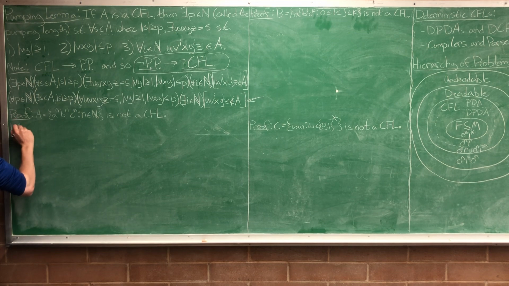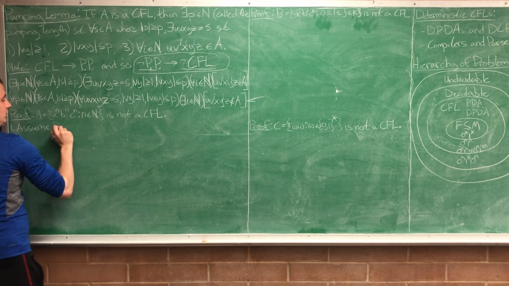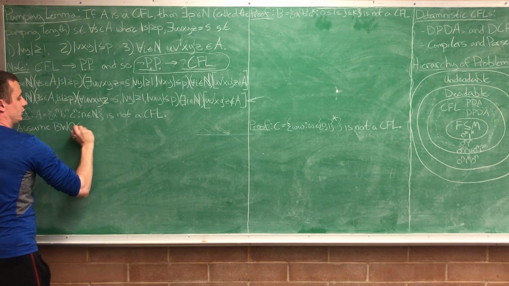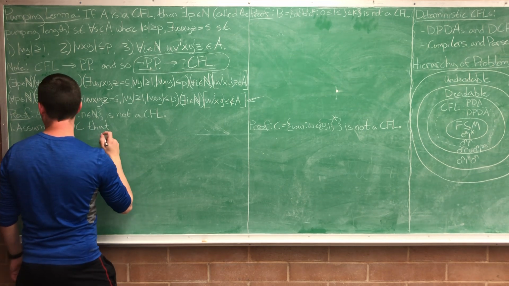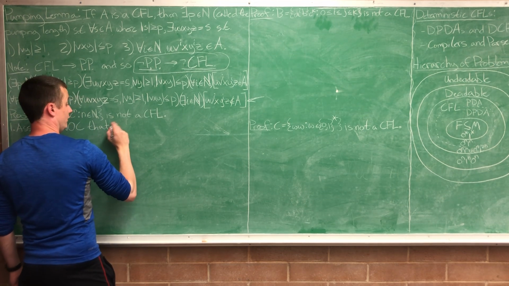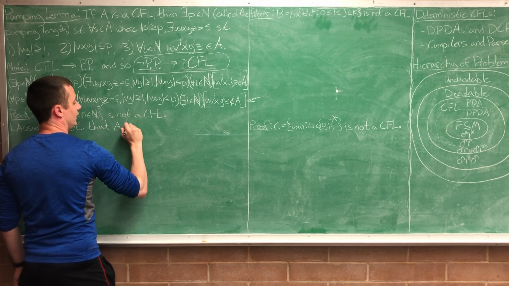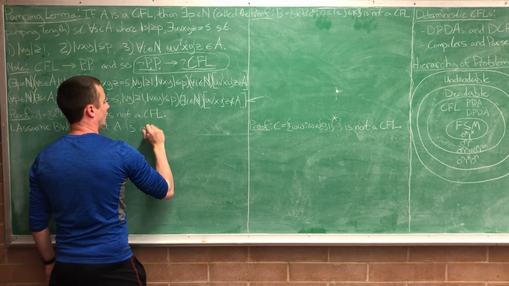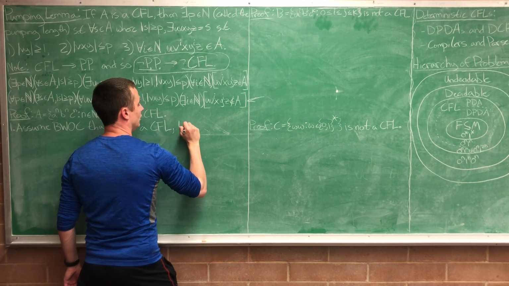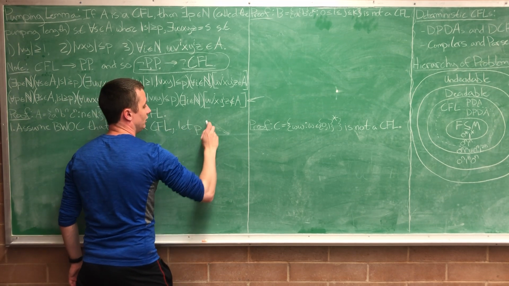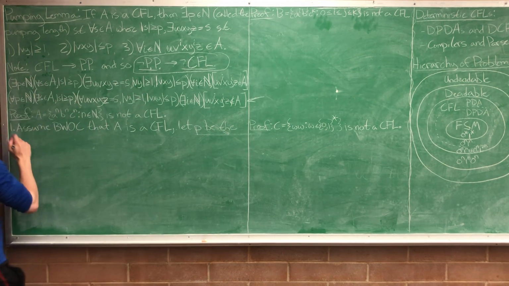So 1, assume by way of contradiction that, we call it A, that A is a context-free language, let P be the pumping length.